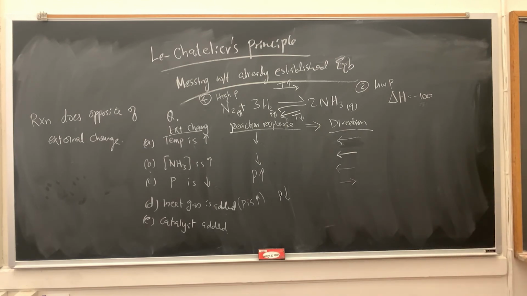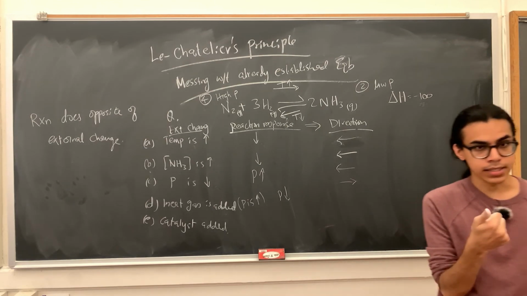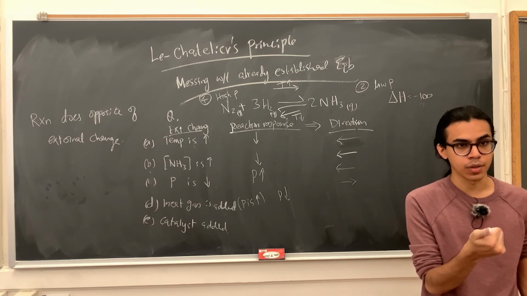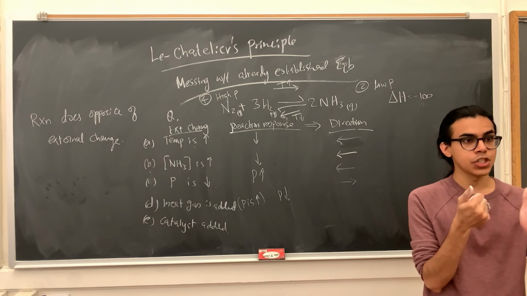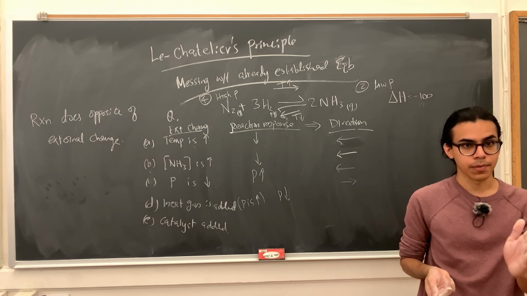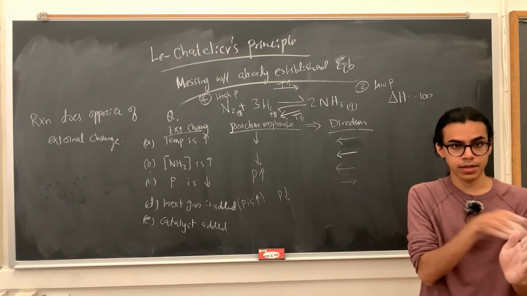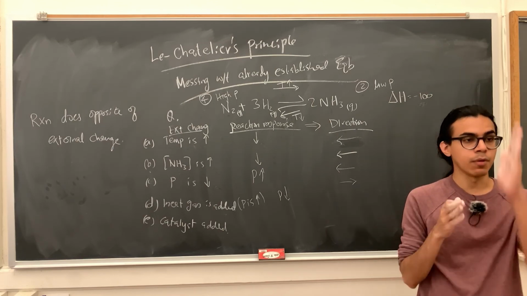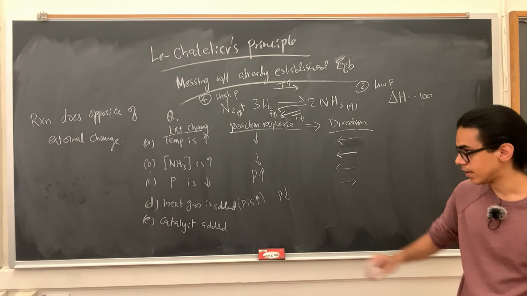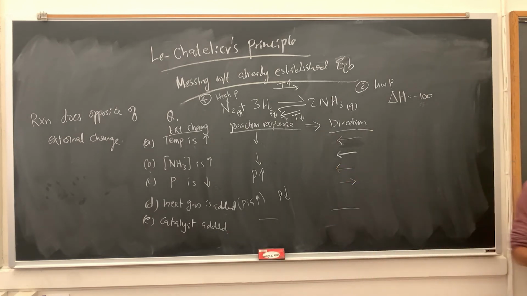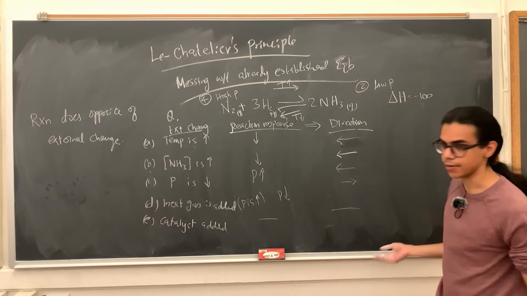And the last thing that you need to know is catalyst is only relevant to how fast equilibrium is achieved. It doesn't change the equilibrium, right? Catalyst only speeds up the reaction. So it will get you to that equilibrium faster, but it will not change where the equilibrium is. So if catalyst is added, no change. The equilibrium remains as is. And that's the end of chapter 13.